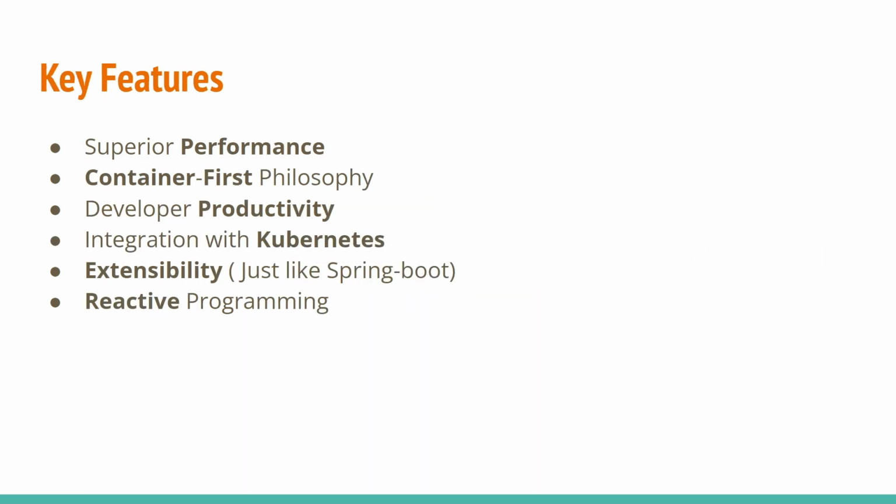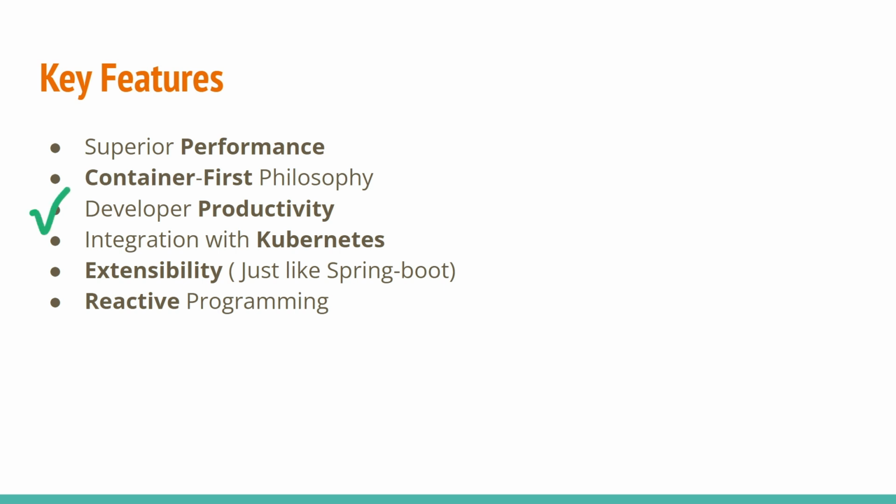As we discussed, superior performance: Quarkus is known for its incredibly fast startup times and low memory usage, making it well suited for serverless and microservice architecture. Container first philosophy makes Quarkus modern. Quarkus is built with containers in mind. It can be compiled to native executables using GraalVM, resulting in lightweight and efficient Docker images.